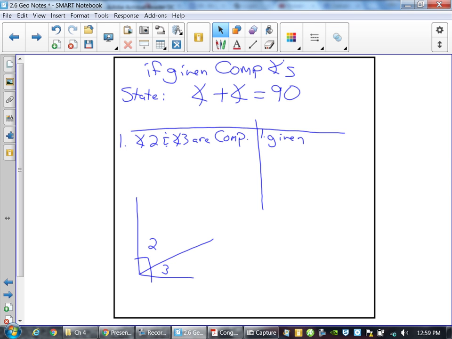Algebraically then, I can say, according to my definition, angle 2 plus angle 3 has to equal what? 90. What did you just use? What's your reason for writing that? It's like a broken record, isn't it? That's what that looks like.